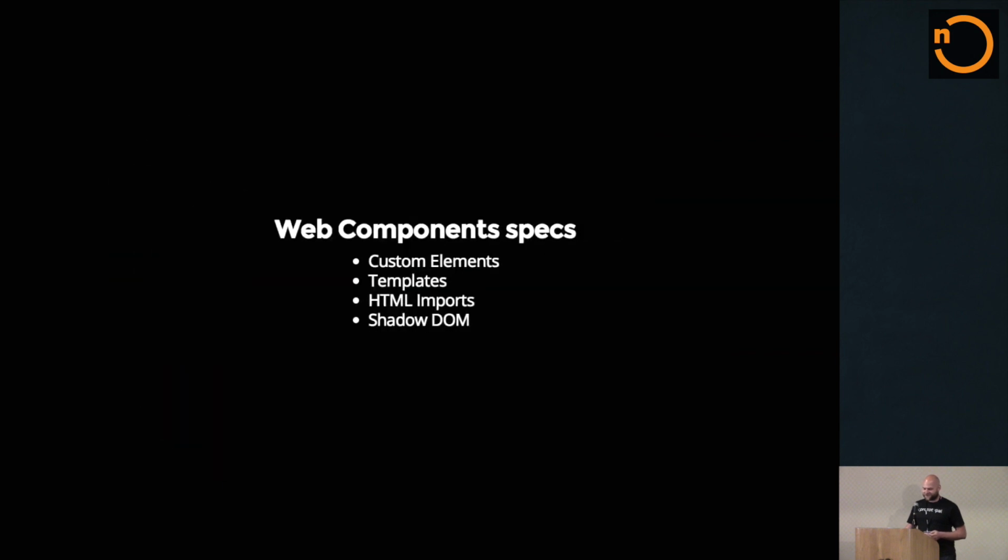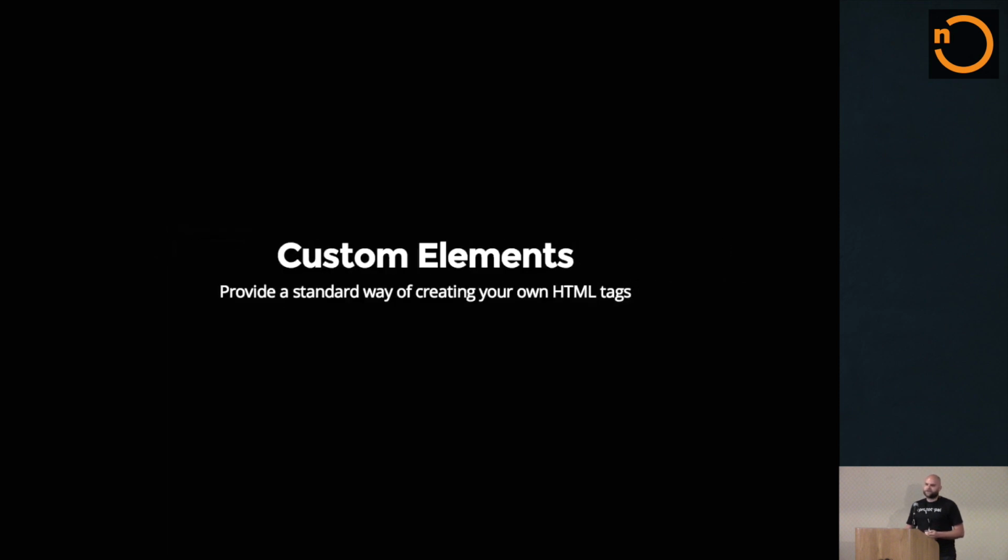And so the web component specs we're going to talk about, there's basically 4 of them. Those are custom elements, templates, HTML imports, and shadow DOM. Let's get started by talking about custom elements. Custom elements are probably the easiest spec to understand. And it's also, I think, what most people are thinking of when we're talking about web components.